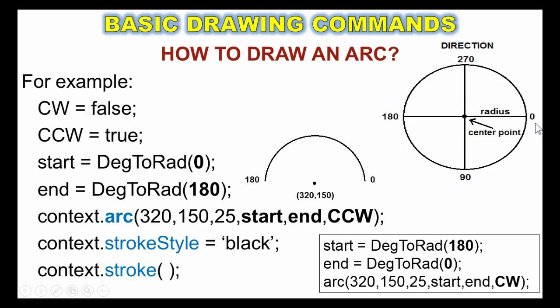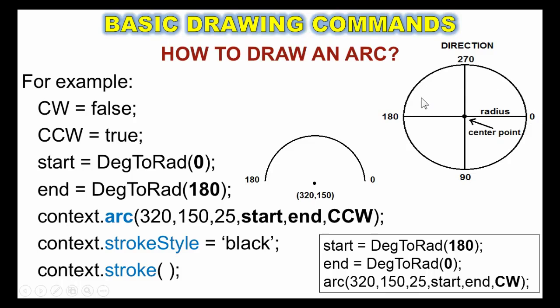The 0 degree is located at the right. The 90 degrees is located at the bottom, not at the top. The 180 degrees is located at the left, and 270 degrees is located at the top. For example, to draw a semicircle, we start at 0 degrees and it ends at 180 degrees. And then the direction of the drawing is counterclockwise.